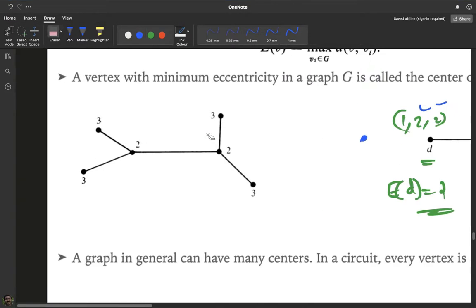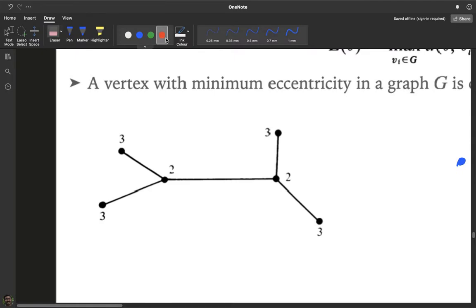And again, we can look at this graph. We have actually written the eccentricities of all the vertices here. Can you see that? For example, what is the eccentricity of this vertex? The distance of this vertex to this vertex was 1, and this one was 1 again, and here it is again 1, and to these two end vertices it is 2 and 2. So the maximum is 2.